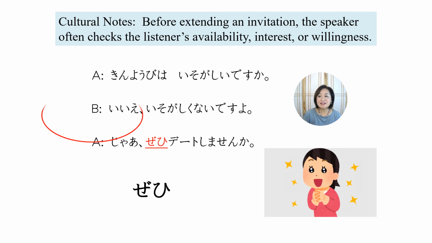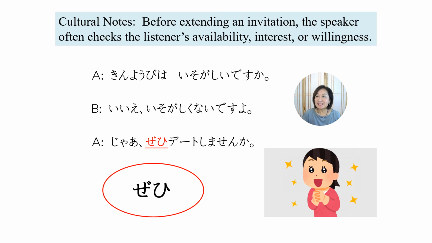The word ぜひ means by all means or definitely, and it's perfect for expressing enthusiasm and excitement. You can use this word in your invitation sentences to make them sound more sincere and excited as well. For example, if someone invites you out, they might say, ぜひデートしませんか? Shall we go on a date? It's a great word to remember when you want to show how excited you are, and it's super handy when inviting people to do things.